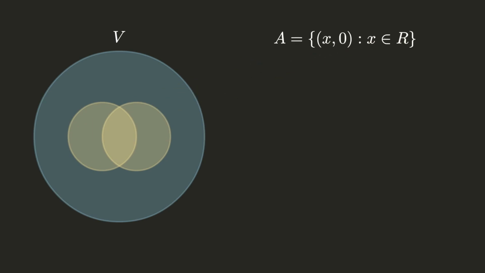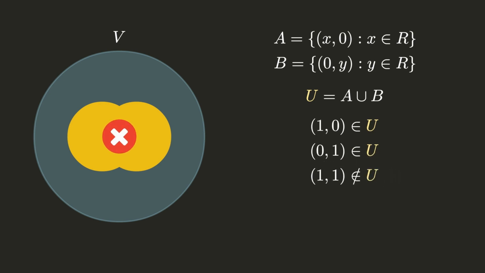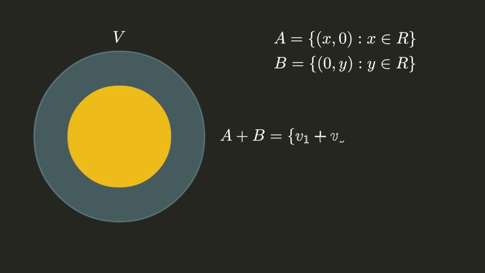Suppose A is the line on the x-axis, and B is the line on the y-axis, and then we let U be the union. It's easy to see (1, 0) and (0, 1) are both in U. However, the sum of them is not in U, and therefore U is not closed under addition. So U is not a subspace. Now let's change how we sum subspaces. Suppose we take 2 vectors from A and from B respectively. Then we define the set of all possible sums to be the sum of A and B. With this definition of sum, A plus B is actually just R2, as you may verify.